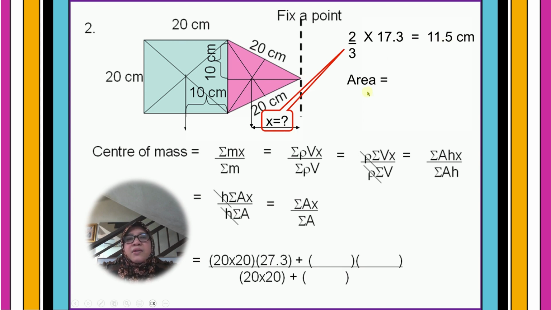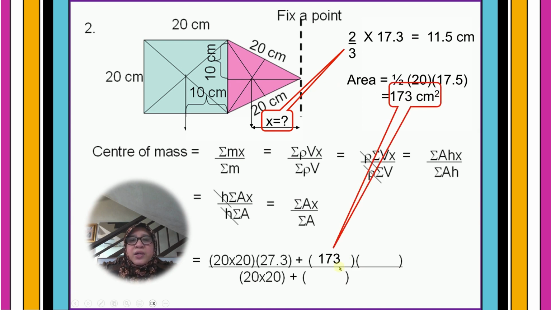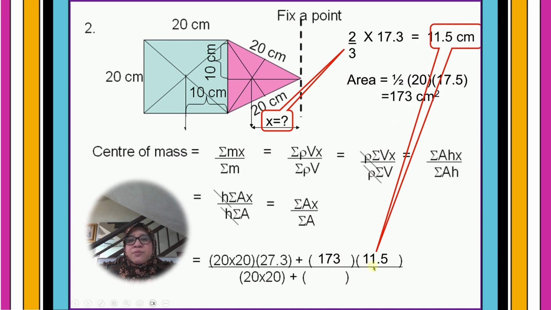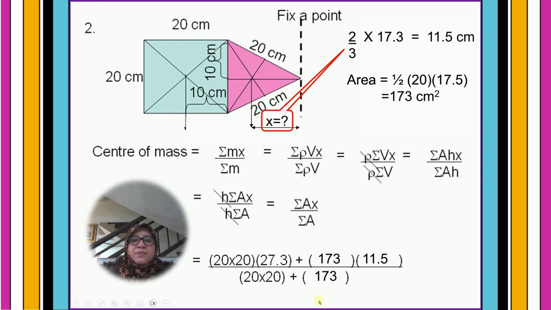And then for the area you can use half times base times height of the equilateral triangle. So half times base, the base of the equilateral triangle is 20, and this height we calculated in the previous slide, 17.3. So we get area is 173 centimeters squared. So we substitute into here, area times the distance 11.5, and here the total of area. So the area of equilateral triangle is 173.